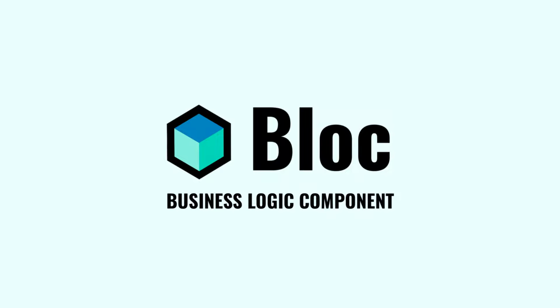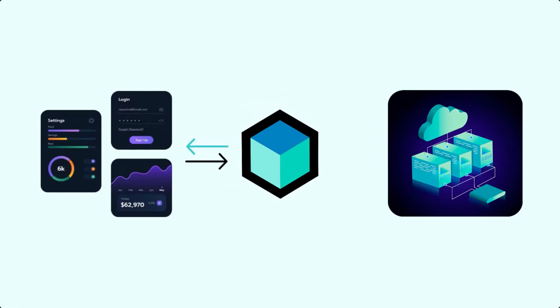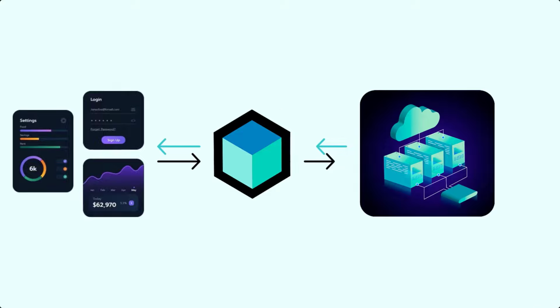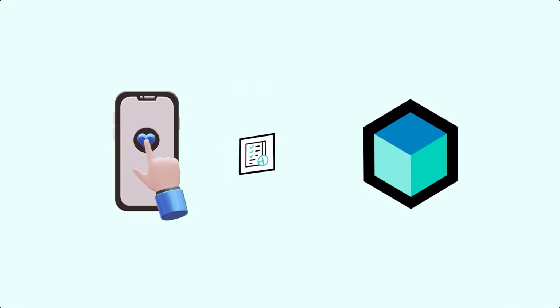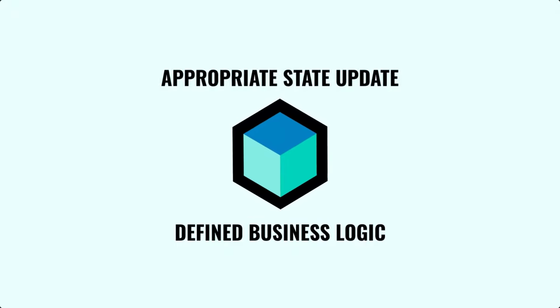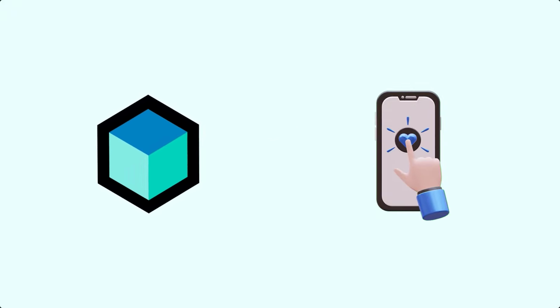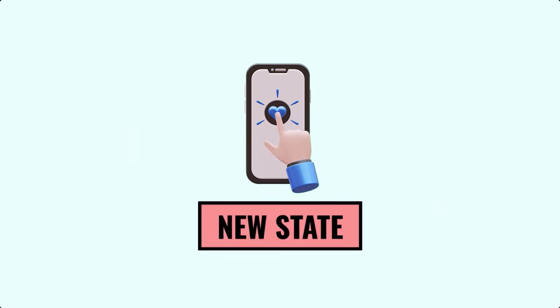So quickly, before we start coding, how does Bloc work? Think of Bloc as a central communication hub that acts as a mediator between your UI widgets and your app's data layer. It all starts with a simple interaction with your UI on your device, which sends an event stream, usually with some data, to the Bloc. The Bloc receives the event, processes it based on your defined business logic, and determines the appropriate state update. Finally, the Bloc emits the new state by sending back a state stream also containing some data to the UI, which then changes to reflect the new state.